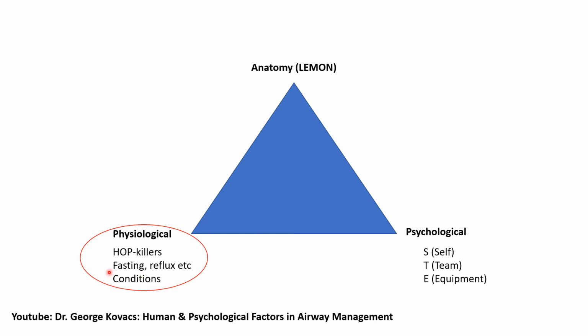And then there's also, as we talked about, the physiology of the pathology that they have right now. If they have asthma, or they have a pulmonary embolism with a high intrathoracic pressure, then that's a physiological marker that you need to take care of or be aware of. And then there's always the generic HOP killers: hypotension, hypoxia, and pH, that are really important to think of.